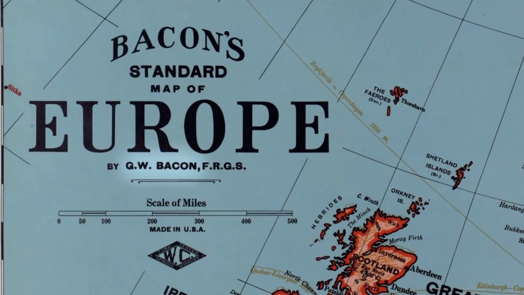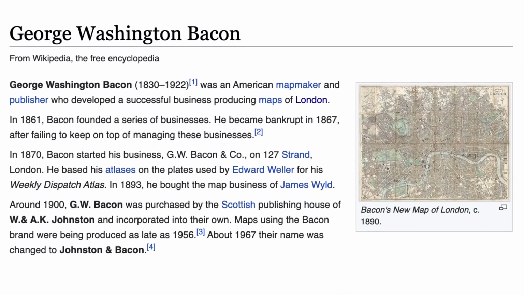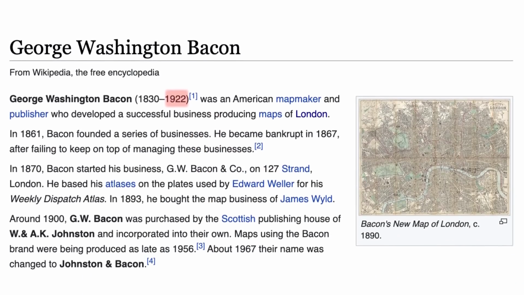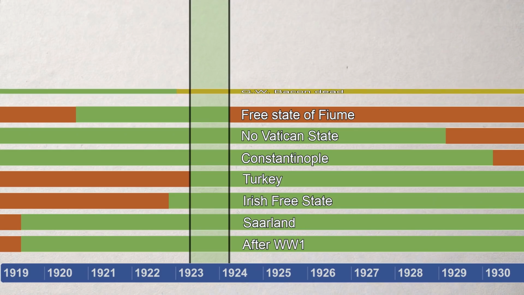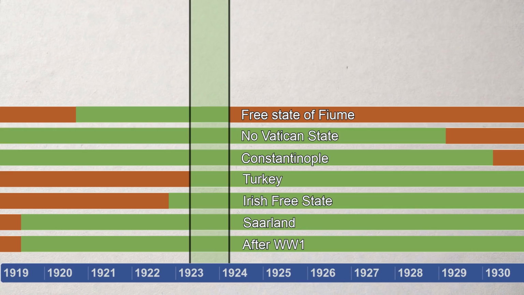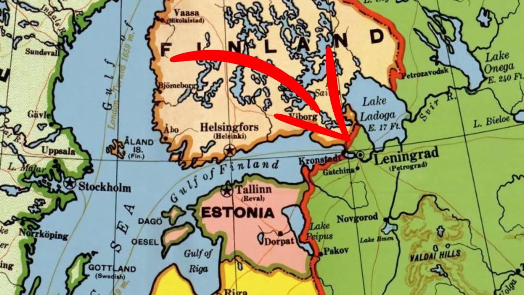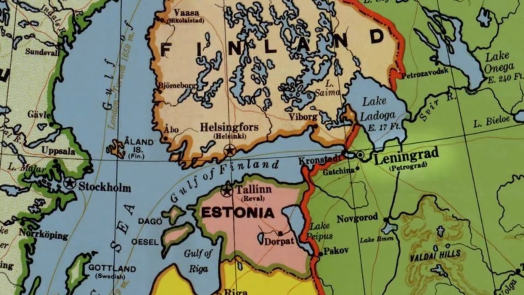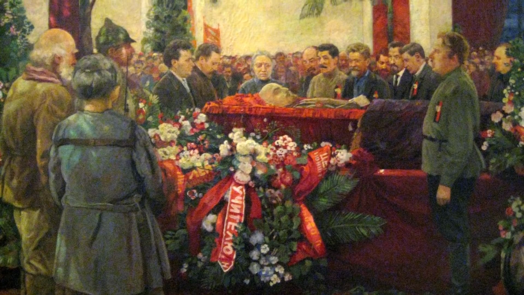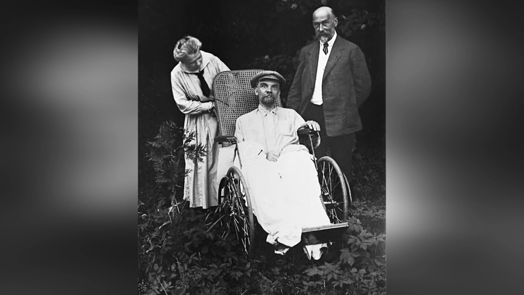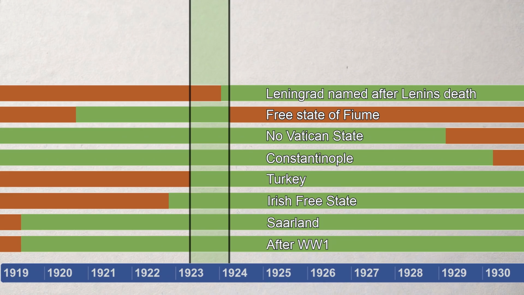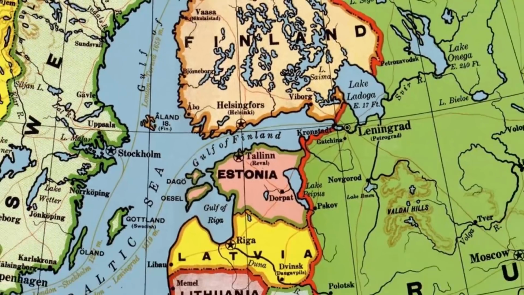Well, the map is drawn by George Washington Bacon, who died in 1922 according to his Wikipedia. So, maybe somebody updated it after Mr. Bacon's death? Well, the case isn't completely settled yet. Notice that St. Petersburg, or Petrograd as it was known for a couple of years, is called Leningrad, which wasn't renamed until Lenin's death in January 1924. Though Lenin was ill during his last years, I doubt the mapmakers anticipated the name change after his death, so we can safely narrow it down to after January 1924.